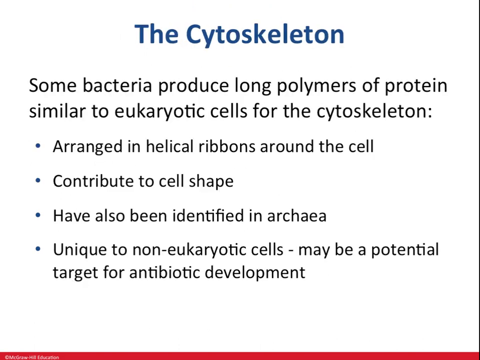The cytoskeleton. The cytoskeleton is made of proteins, supportive proteins, and it's similar to the cytoskeleton in eukaryotic cells. It is arranged in helical ribbons around cells, so it can support the bacteria's shape. It's also found in the archaea.